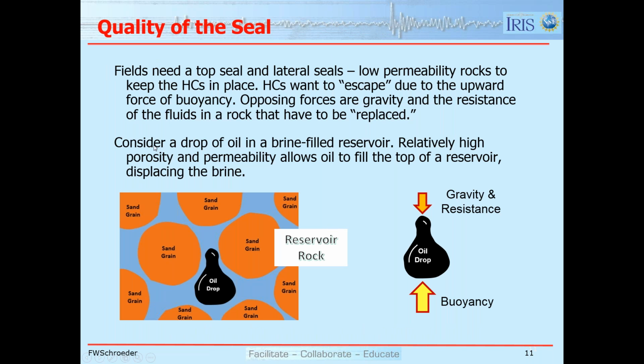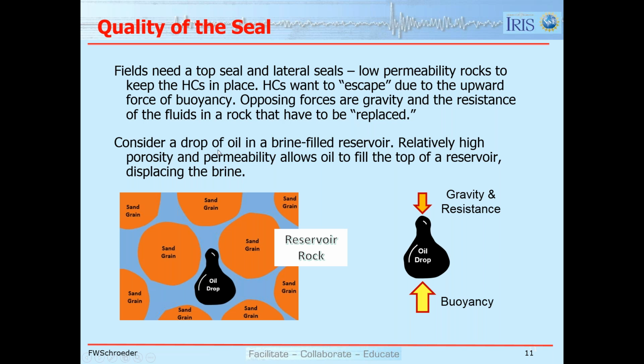The quality of the seal depends on the buoyancy of the oil or the gas, and both a combination of gravity and the resistance of the overlying unit to have its fluids be replaced by the oil and gas. So we need low permeability rocks to have a good seal. The hydrocarbon wants to escape due to the upward force of buoyancy. The opposing forces, as I mentioned, are gravity and the resistance of the fluids in the overlying rock to be replaced.